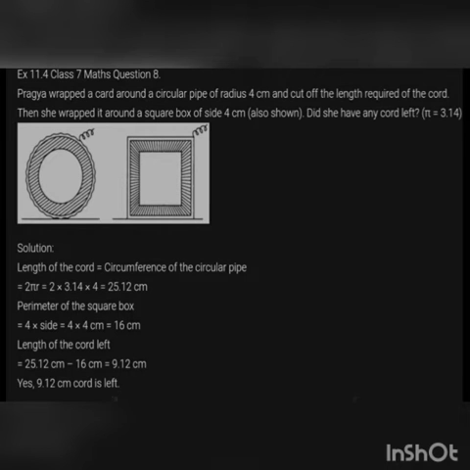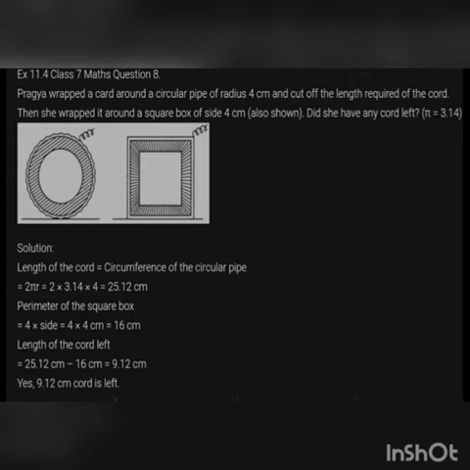That means the cord required for wrapping this circle, she'll cut it out from the piece. Then with that piece, she wrapped the square box. Now any cord is left or not? That is the question. So how we'll find out? We have to find the circumference or the perimeter, boundary distance of both the figures. If we find, we can see what is longer, then we can say the cord will be left or not.